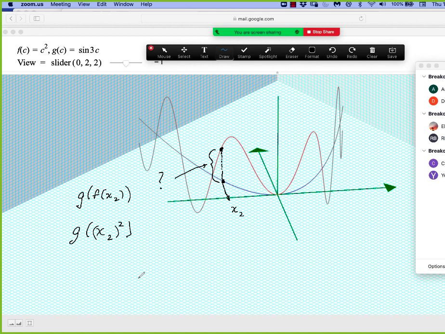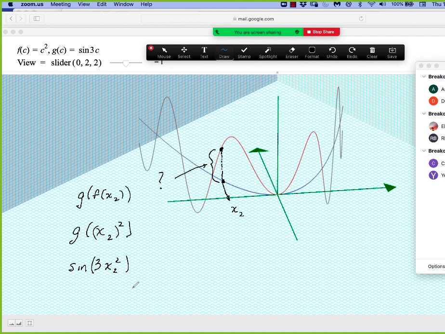You can say sine 3 of x2 squared. Sine of, what is it? Sine 3 of x2 squared. 3 of or times? Times. Like that? Yeah. What about the rest of you? Agree with that? Are these all good? Okay, keep going.